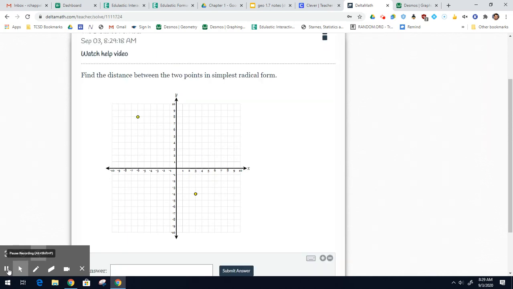All right, next we got a problem here. It says find the distance between the 2 points in simplest radical form. Again, they graphed it for you. That's whatever, okay? So what I'm going to do with my pen as best I can is try to connect them.